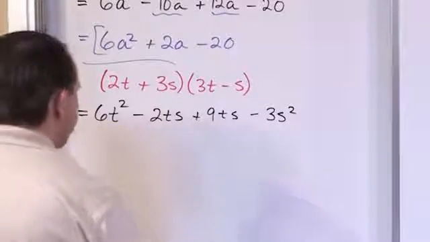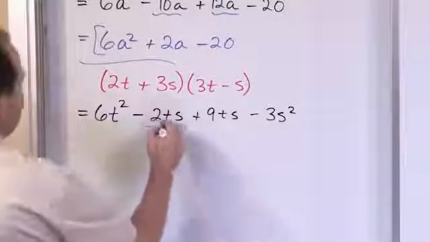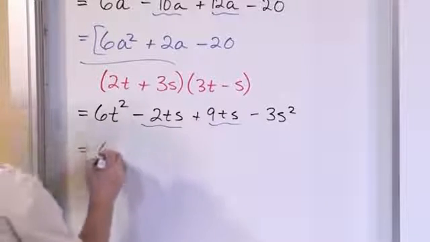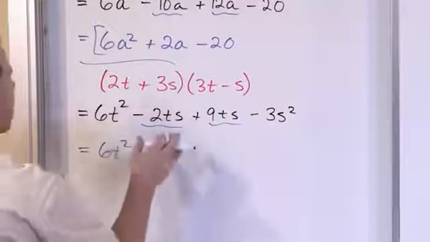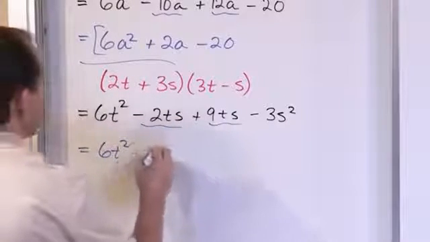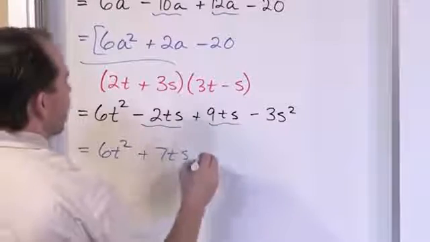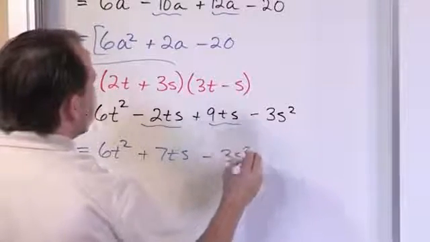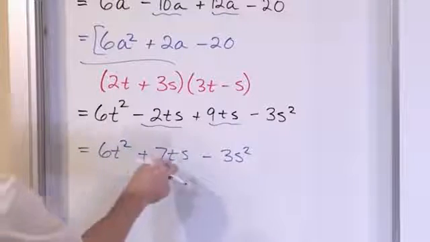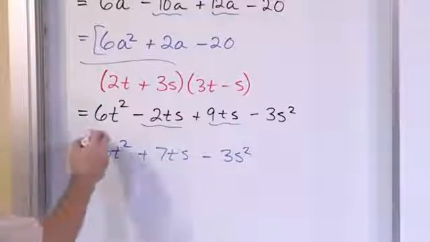So those are the results of the multiplication. I have a like term here with a like term there. So what I'm going to have is 6 times t squared. What is negative 2 plus 9? It's going to give you 7ts minus 3s squared. Now all of these are different terms, so I can't combine them anymore. None of them match, so this is the final answer.